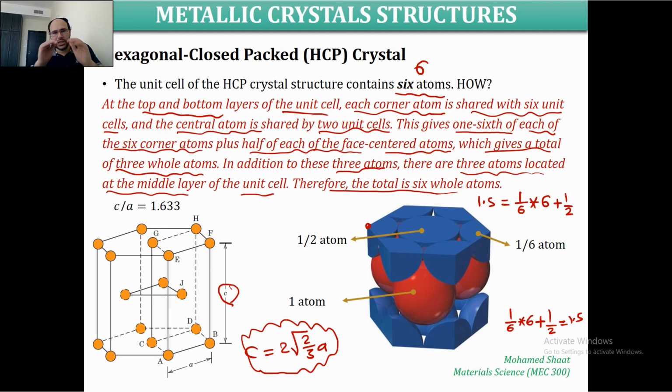For all materials with hexagonal close-packed structure, all atoms should be tangent together. It means that this C should be 2 square root of 2 over 3 times A, where A is the side edge of the base or the top surface of the hexagonal faces. Make sense? So this is how C is going to be related to A.